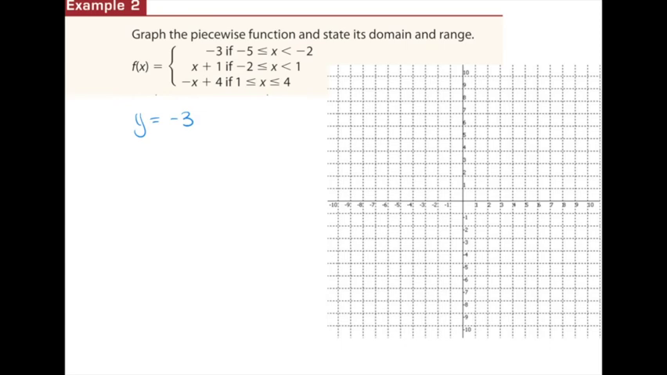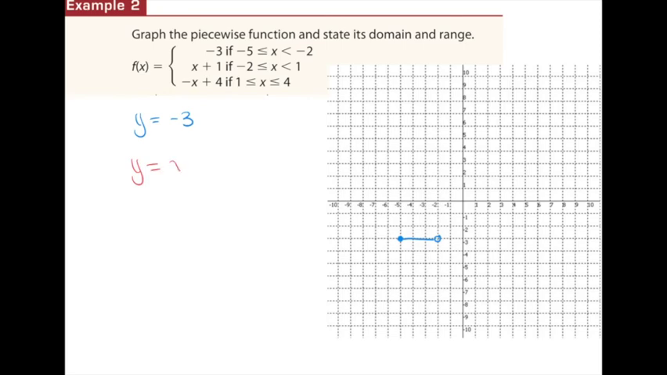And does it include that point at negative 5? Yes or no? Is there an or equal to? Yeah, there's an or equal to, right? Negative 5 is less than or equal to. So we go here. At the negative 2, though, it is open. And so that is my first piece right there, a horizontal line.